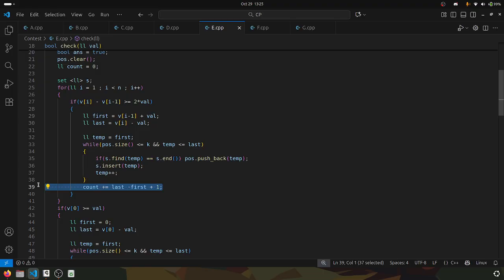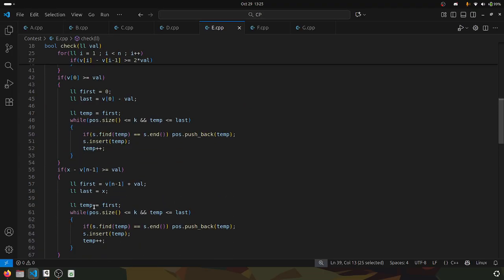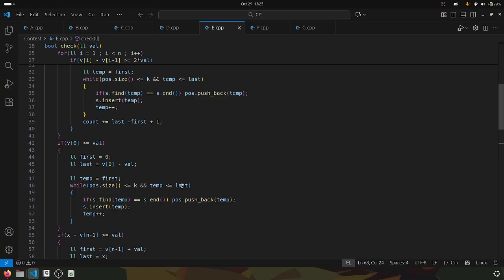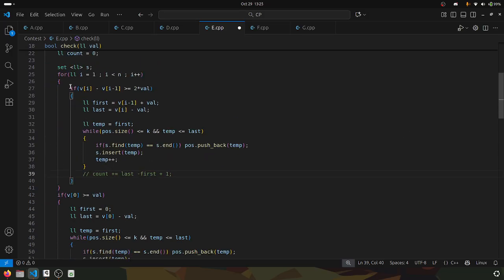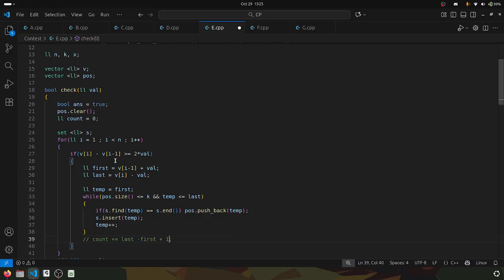and this line actually does not matter. I changed it further in the code. Count is nothing but pos dot size, so just ignore this line, it will not affect. And so this was these ranges, and then I need to do for these two ranges also.